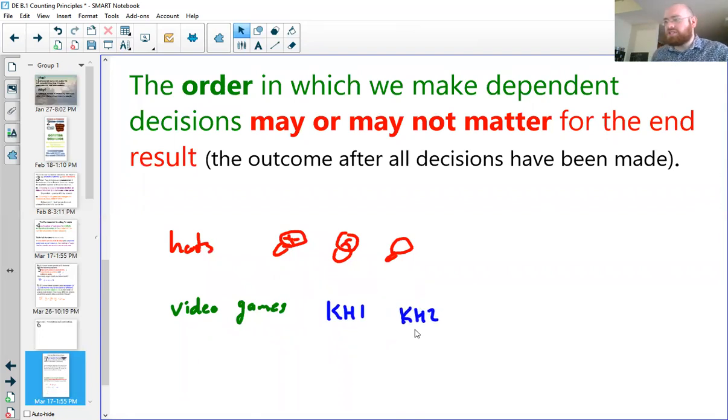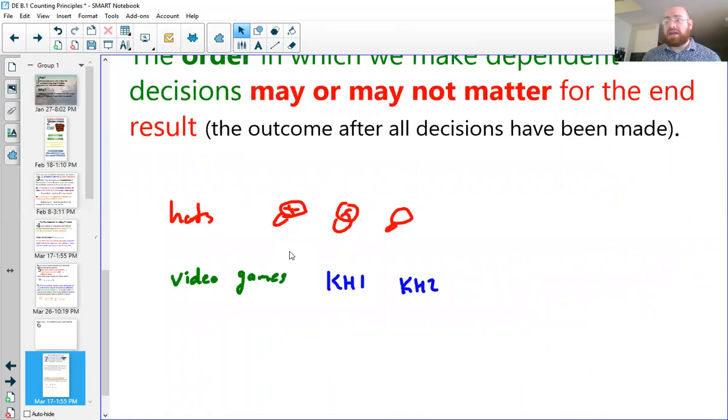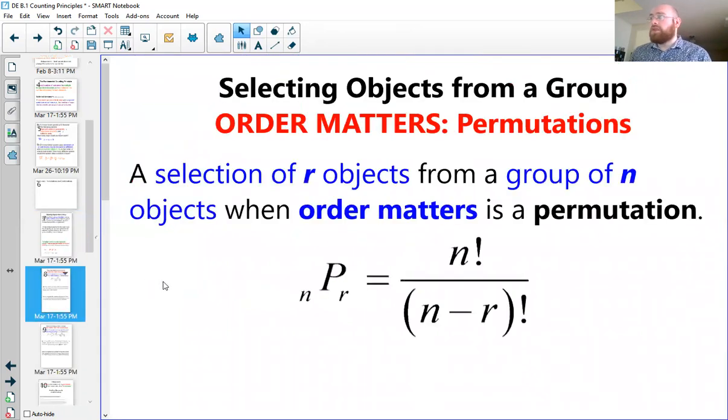And so we can make up situations where the order might matter based on the result. Or if I'm picking games specifically to play first, then the order would matter. If I specifically wanted to look at hats to wear to breakfast, lunch, and dinner, then the order would matter as well. So whether or not order matters is going to dictate whether we have a permutation or a combination. So when order matters, we have a permutation. So a selection of R objects from a group of N objects when order matters is a permutation.